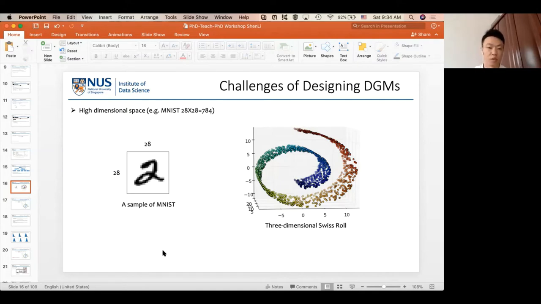So a typical example of MNIST is 28 by 28. And such a simple image will make it really hard to analyze what is going on in the data space. It will make it really hard for us to analyze the data distribution.